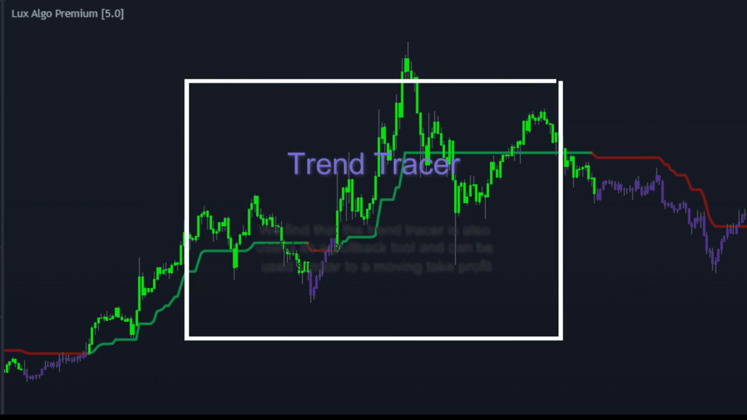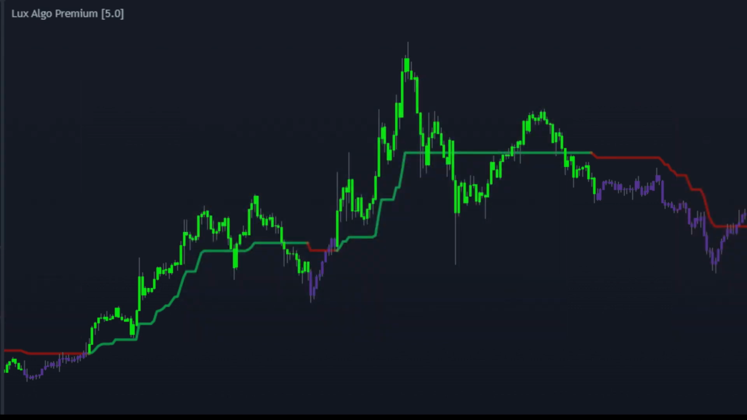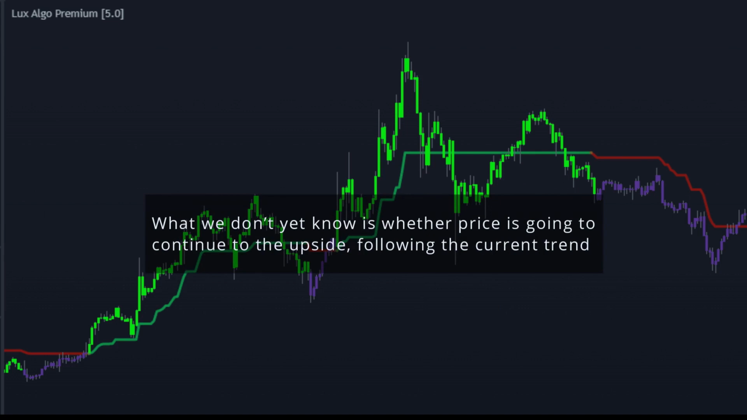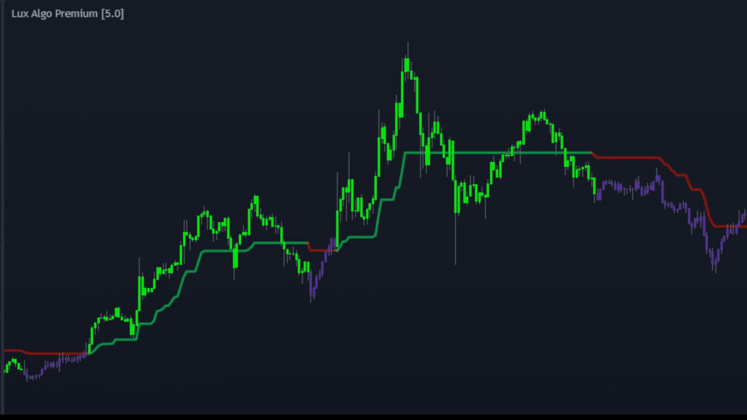We find that the trend tracer is also useful as a pullback tool and can be used similar to a moving take profit. The trend tracer is useful as a pullback tool as you can use it to show whether price is currently in a retracement or reversal. Here, price pulls back to the trend tracer to signify price is in a retracement. What we don't yet know is whether price is going to continue to the upside following the current trend, or if price is going to reverse completely and start a new downtrend.